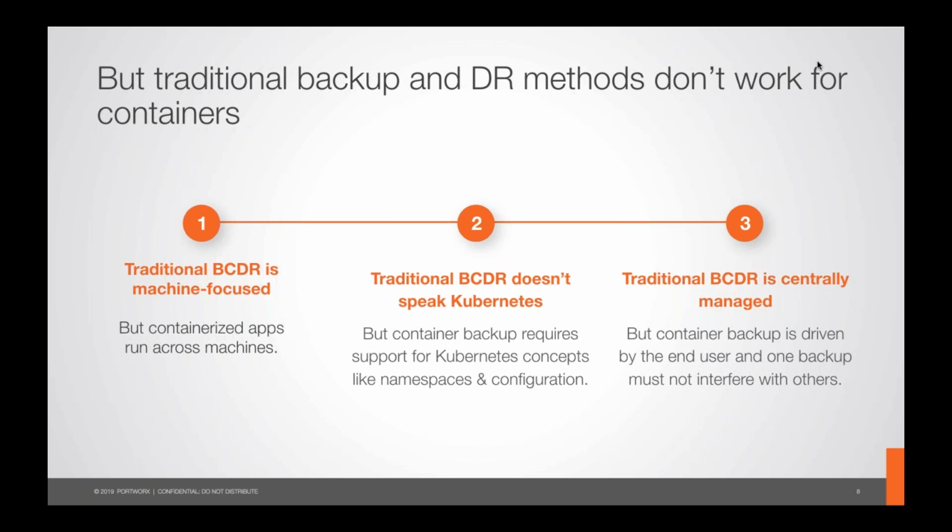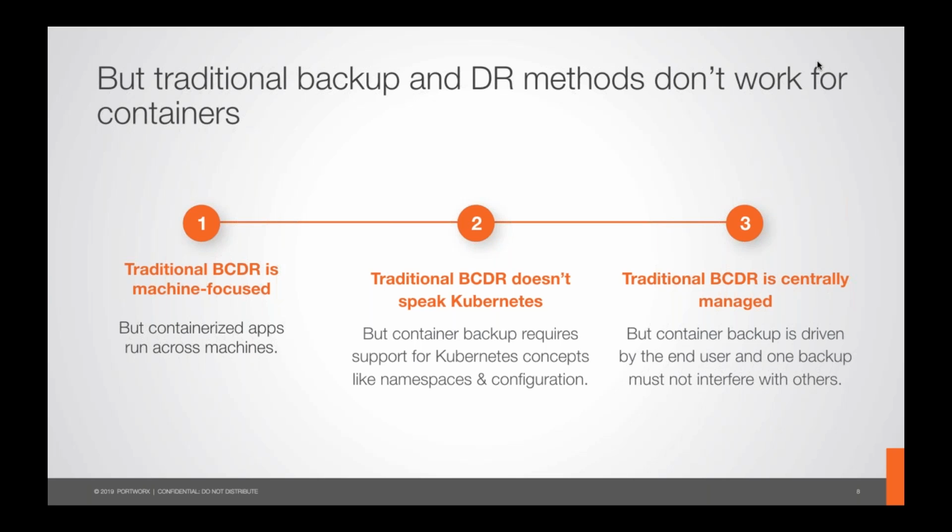They expect that their enterprise data protection suite, their enterprise storage suite, can protect their Kubernetes applications just the way that they protect their VMware applications. But it turns out that that's not the case, and it's not the case for 3 reasons. One, traditional BCDR is machine focused, but containerized applications run across machines, right? So my data protection platform that's optimized to back up my VMs, right, is not going to be able to back up my distributed applications that are running in many containers across many hosts.